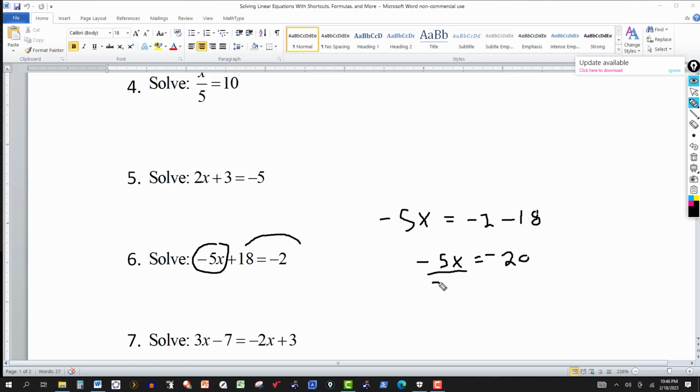In this case, opposite of multiplication is division. So divide by negative 5. These cancel to 1 and negative 5 here. So I get x. A negative divided by a negative is a positive. So we don't have to put a sign. It's understood. And then 20 divided by 5 is 4.